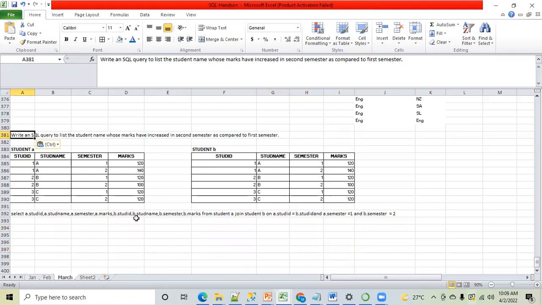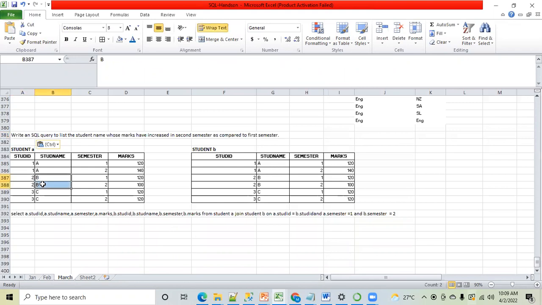First of all, I want someone to explain me the question. Who wants to go first? So the question is saying that from the table you have to fetch those student names only whose marks are higher in second semester as compared to first semester. As you see in the table, only A is the student whose marks are higher. So the output should be only A. Why not B?